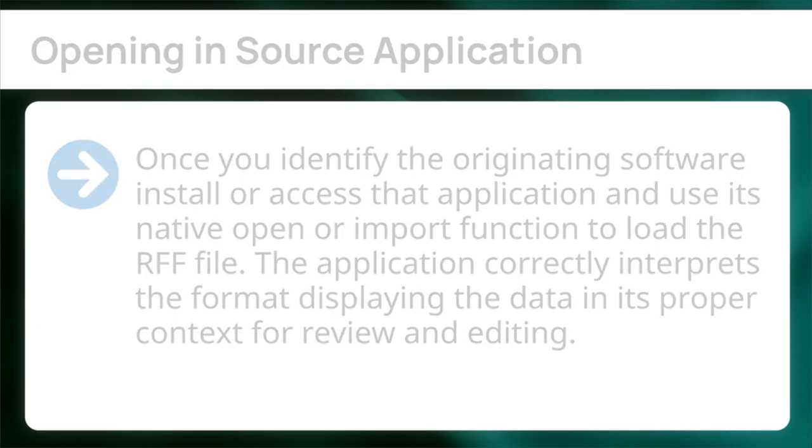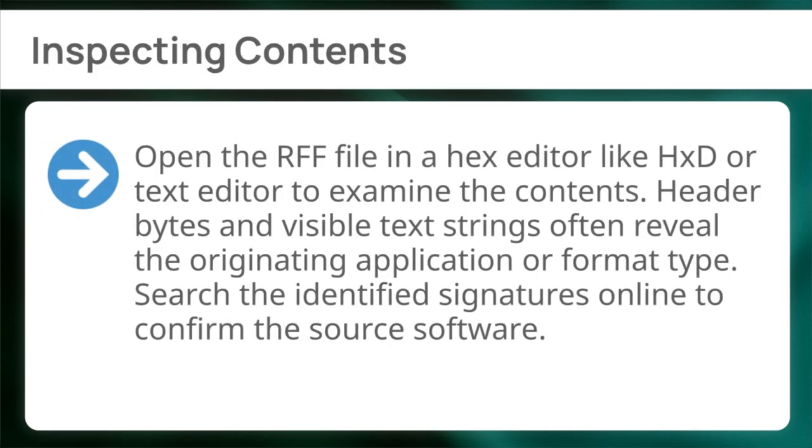Finally, inspecting contents. Open the RFF file in a hex editor like HXD or a text editor to examine the contents. Header bytes and visible text strings often reveal the originating application or format type. Search the identified signatures online to confirm the source software.